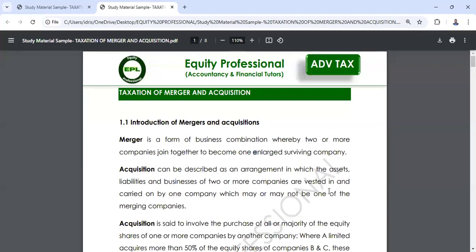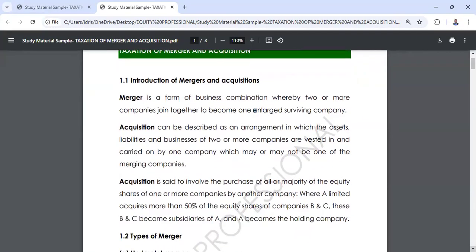What is acquisition? Acquisition simply means a situation where the assets and liability of one company is acquired by another company. Acquisition simply means a business combination or business reorganization or business arrangement where the asset and liability of one company is acquired by another company.